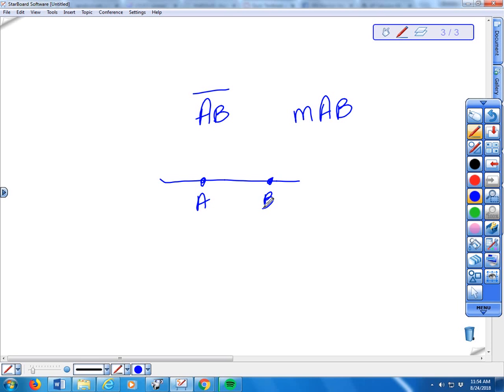Okay, seems pretty self-explanatory, but some students still find it confusing. So if you put an M in front, you just want a number. You want to know the measure of it. The actual AB means physically that segment AB. Okay?